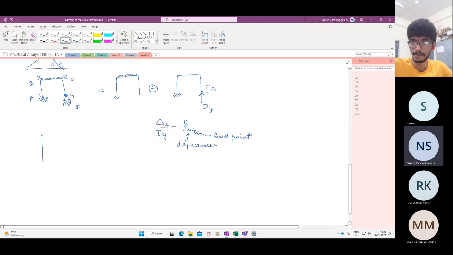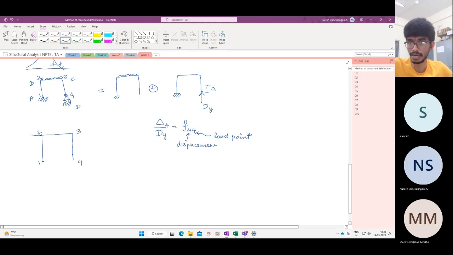If we extend it, let's remove all this. So point 1, point 2. If you apply a unit load at point 2, the structure is going to deform in some way.